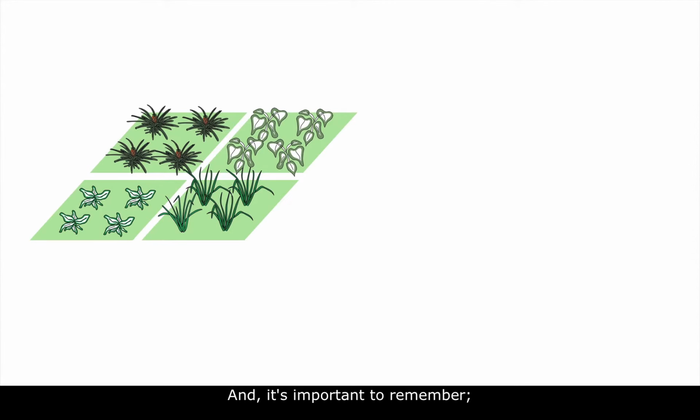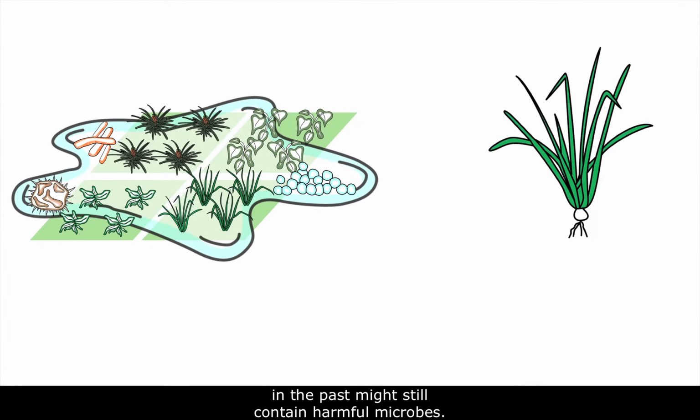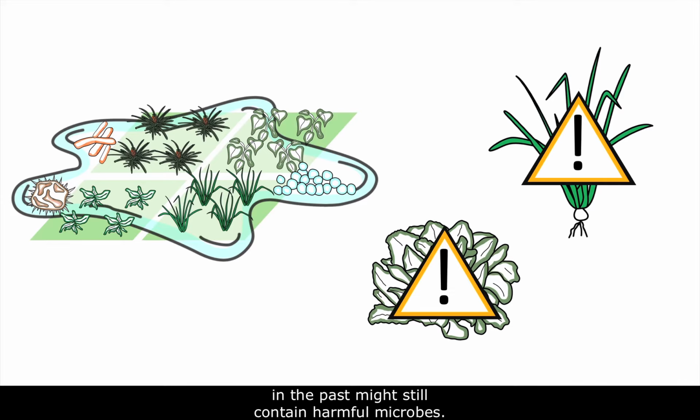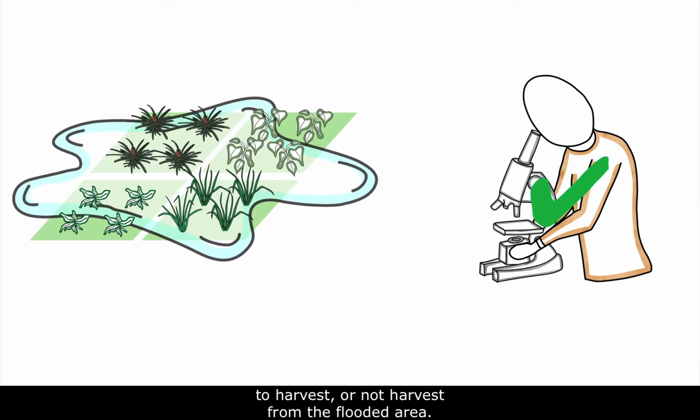And it's important to remember, crops that have been contaminated or flooded in the past might still contain harmful microbes. To ensure safety, farms can send produce for testing prior to harvest or not harvest from the flooded area.